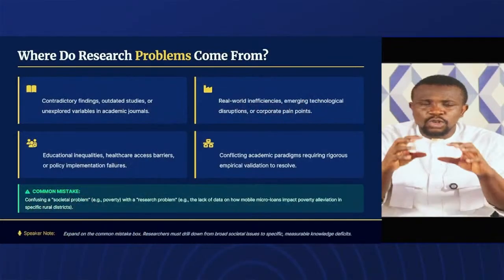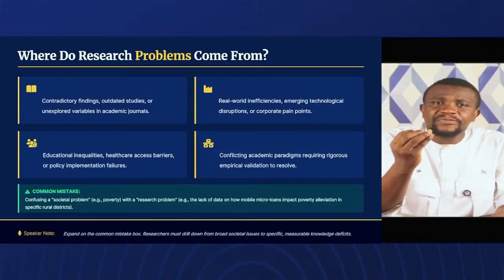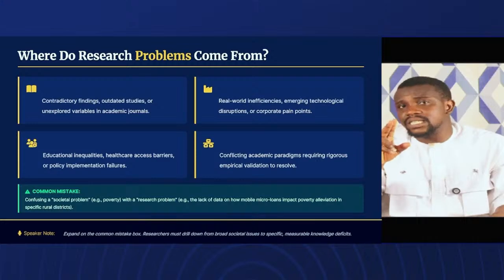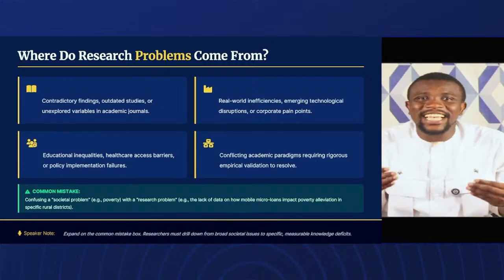So please note that a researcher must drill down from broader societal issues to specific measurable knowledge defects. Your research problem must be specific. Note that down. Your research problem must be specific. Not that I want to address healthcare access. No, that's not the problem.